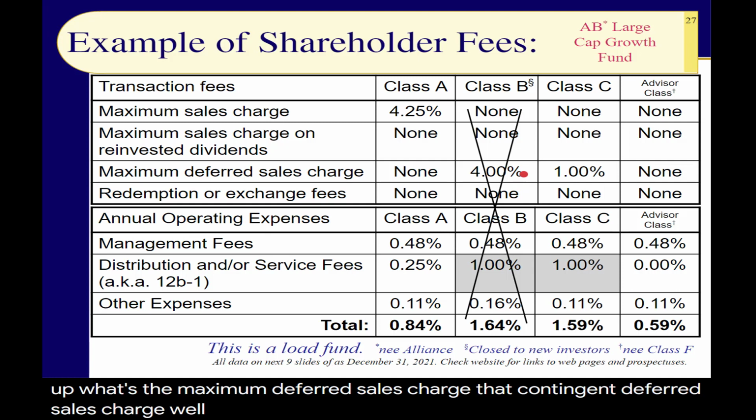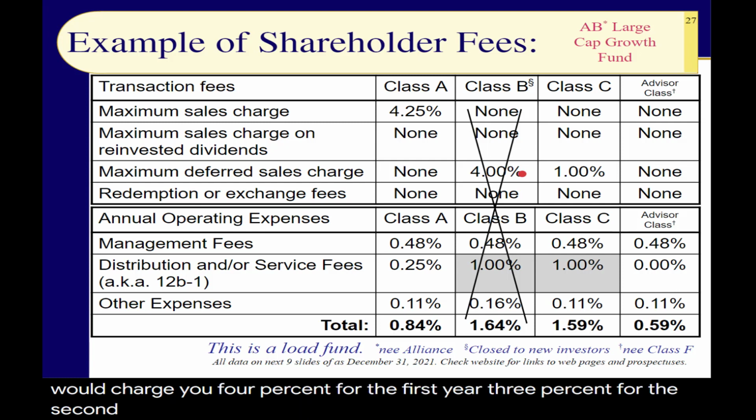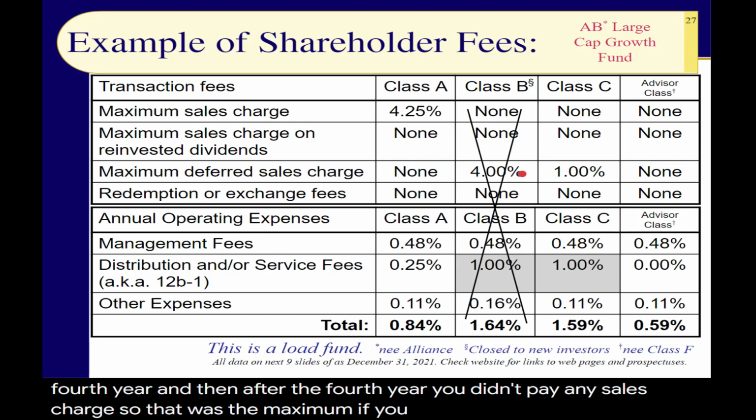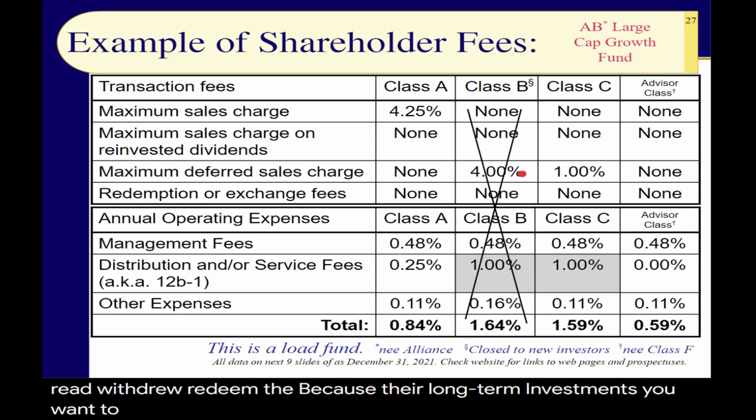Well, Alliance, when they had the Class B shares, they would charge you 4% for the first year, 3% for the second year, 2% for the third year, and 1% for the fourth year. And then after the fourth year, you didn't pay any sales charge. So that was the maximum, if you redeem the shares within 1 year, but you don't want to do that because they're long-term investments. You want to let the mutual fund do its job and give it time.